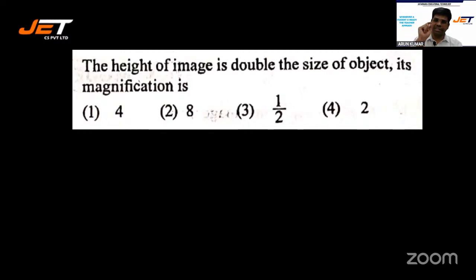Magnification is hi by ho. hi is 2x, ho is x. 2x by x. X gets cancelled out. I get.